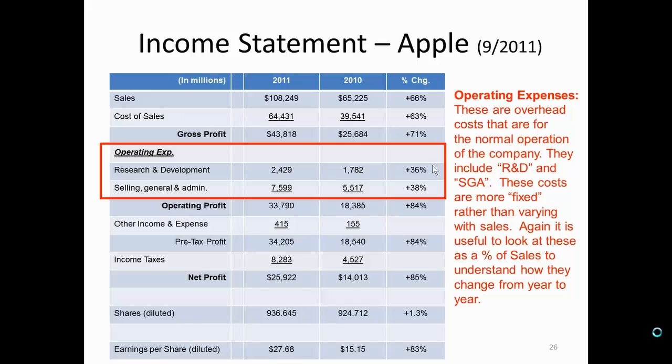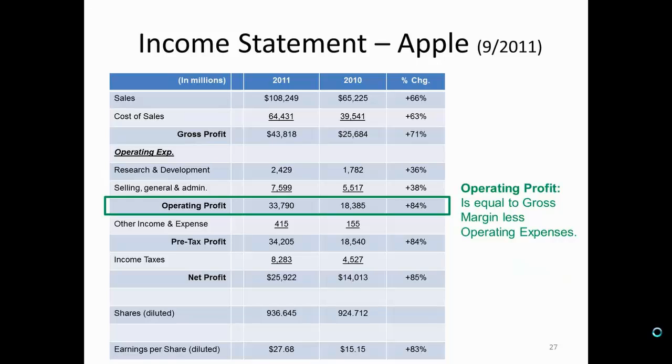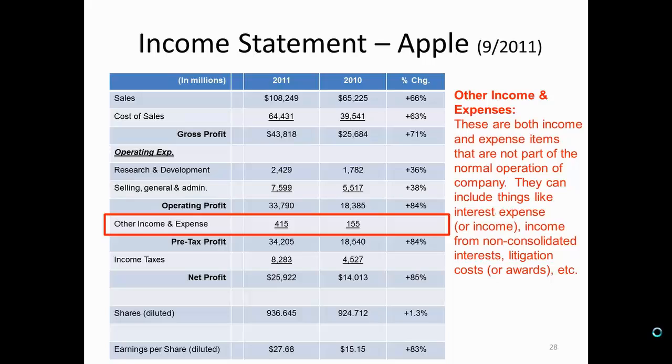And you can see that in this case, both of these did not go up anywhere close to this sales amount. Sales went up by 66%, R&D by 36%, and SG&A by 38%. So you can see how they don't tend to move in the same amount as sales. Next is operating profit, which is just gross profit less operating expenses. And again, we could calculate a margin, but I'm not going to do it right now.